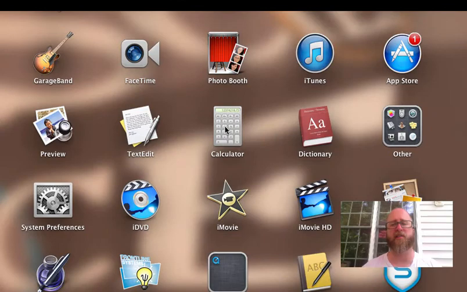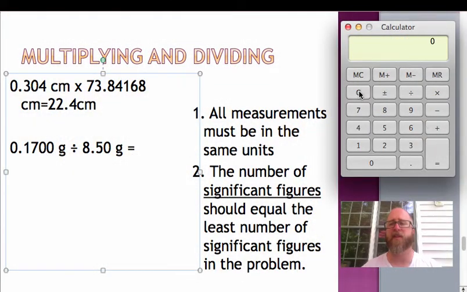Let's look at this next one. My calculator keeps disappearing on me. I got to figure out how to change that. We have 0.1700 grams divided by 8.50 grams. Let's try this a little bit differently this time. Let's determine the number of significant figures in each number before we start. So the first number, 0.1700, these zeros are significant because they follow the decimal point and a non-zero digit. So we have 4 sig figs in our first number. Our second number, 8.50, again, this 0 is significant because it follows the decimal point and a non-zero digit. So we have 3 sig figs. So our answer can only have 3 sig figs.